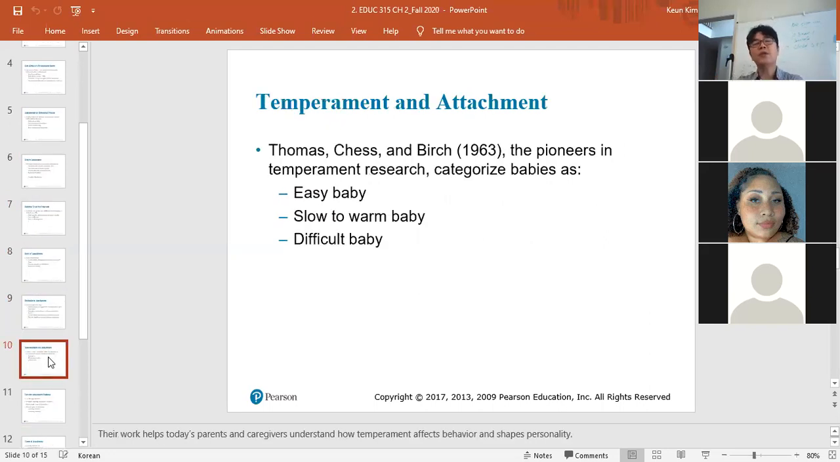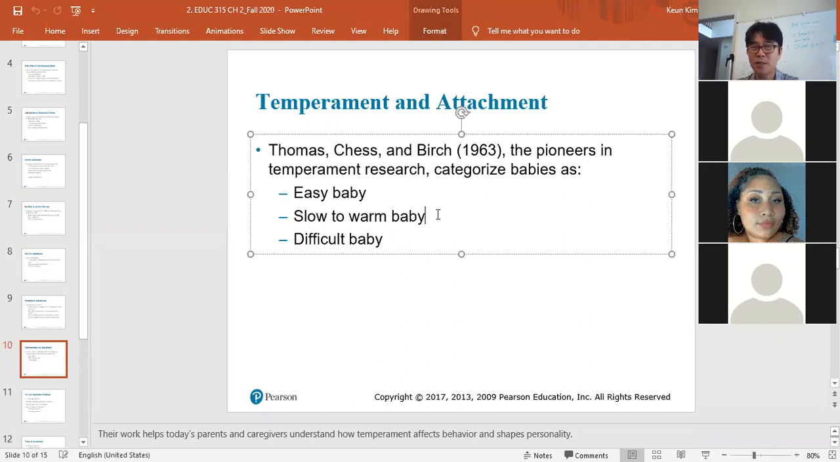Based on temperament and attachment, Thomas and others created three types of baby. An easy baby: eating, sleeping and pooping. A slow to warm up baby, a little bit of a mixed type of baby style, slowly warming up, not easily. And a difficult baby, not sleeping well, not eating well, fussing and crying.